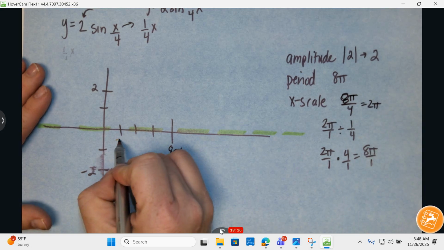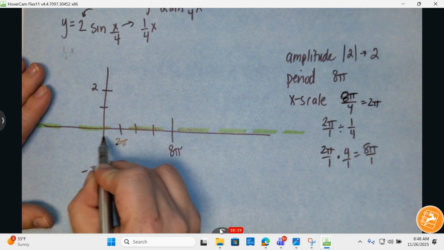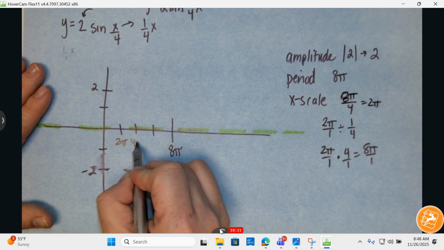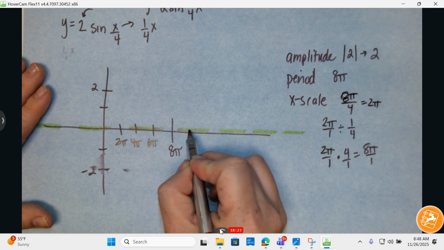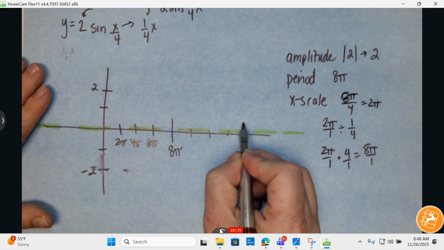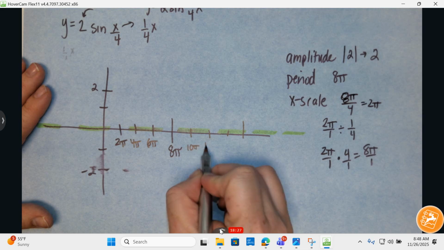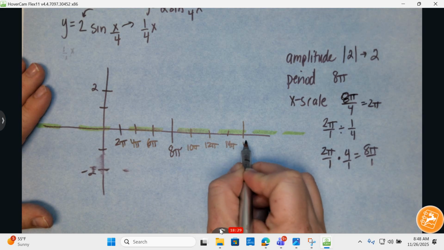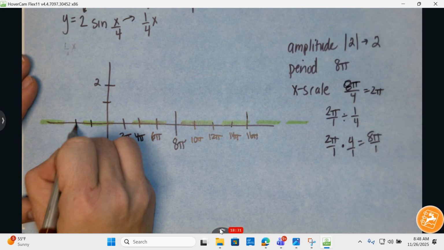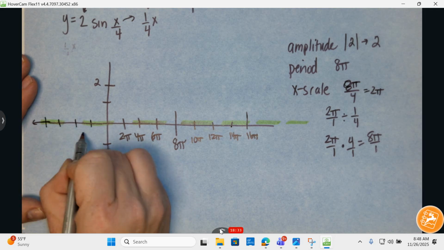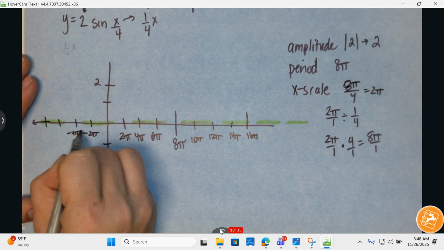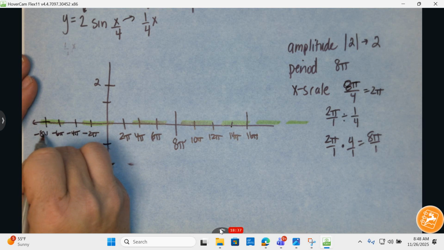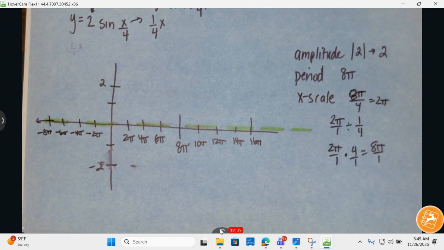Now, this is going to be nice. So each one of these is a difference of 2 pi. So 2 pi plus 2 pi is 4 pi, plus 2 pi is 6 pi, and I'm going to keep going. Here's step 5, 6, 7, and 8. 10 pi, 12 pi. And then we're going to reverse course here, going to the left. Make sure to include those negatives. Easy enough.